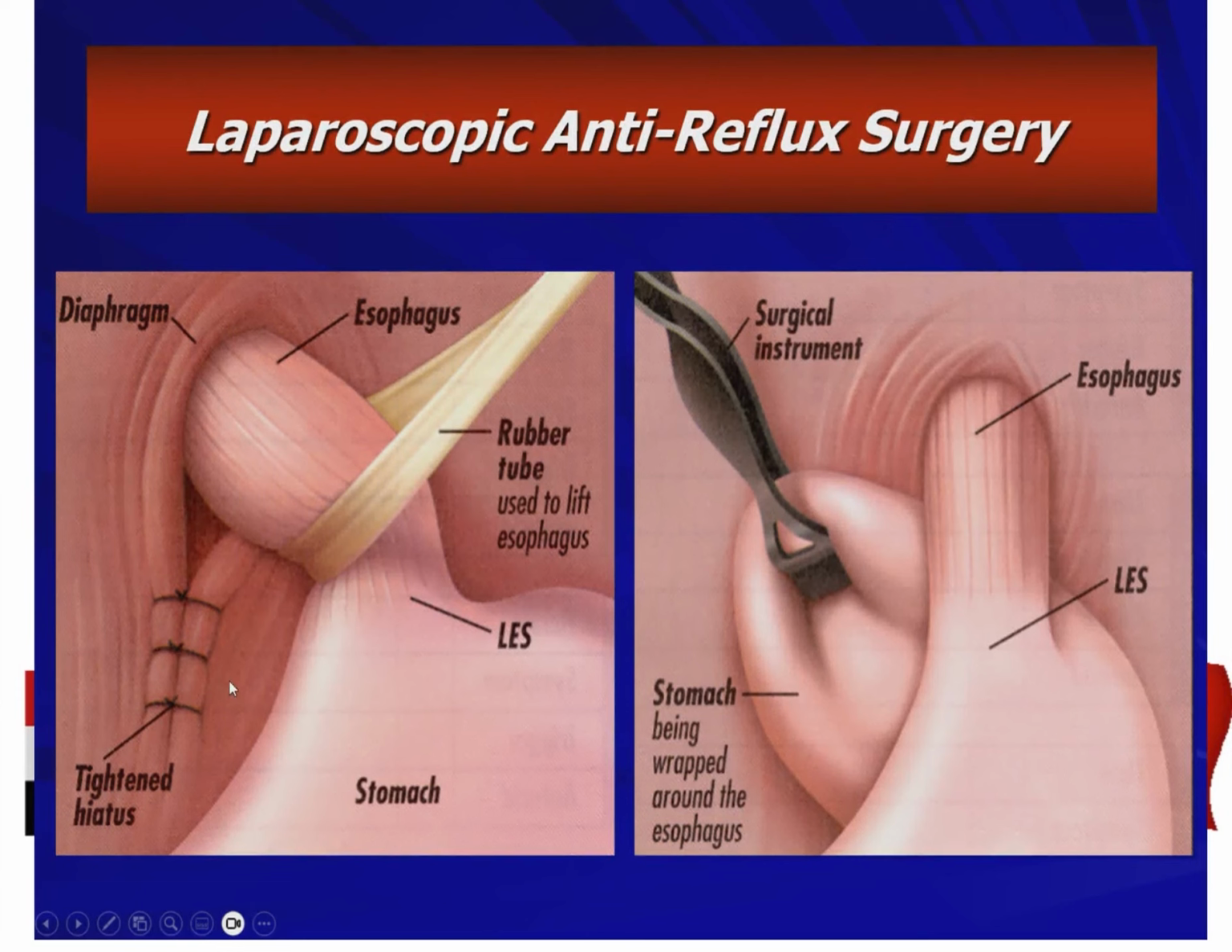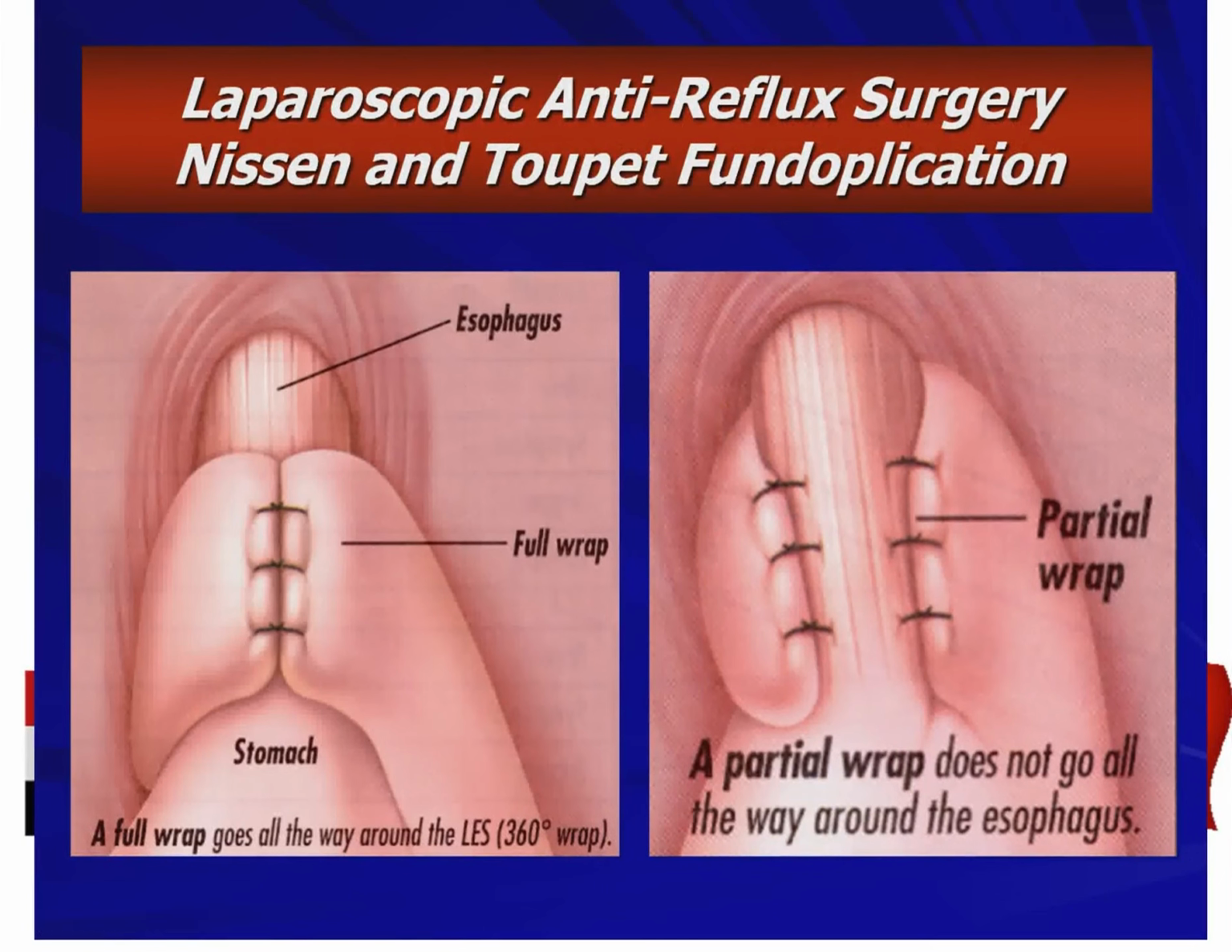The esophagus is lifted, as we can see here, and then we take the fundus and wrap it around the esophagus. If you do a complete 360 degree wrap, this is Nissen fundoplication. If the patient has weak esophageal peristalsis, then we do a 270 degree or partial wrap, which is called Toupet fundoplication.